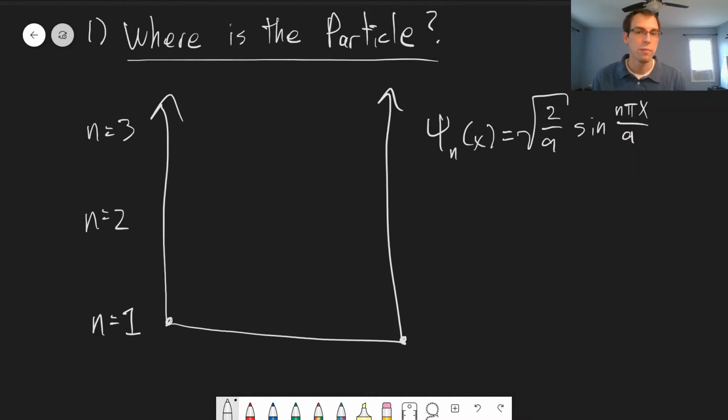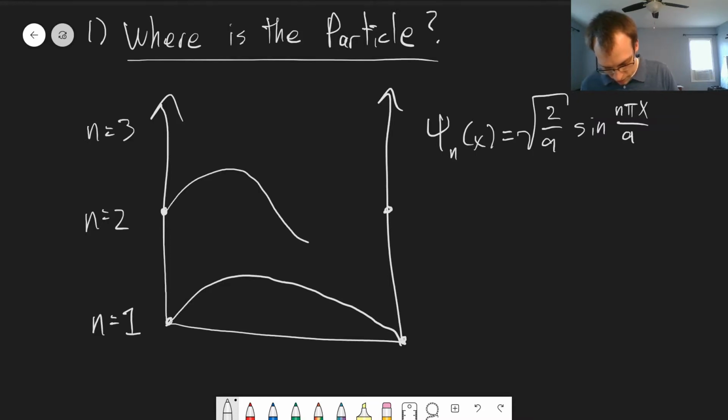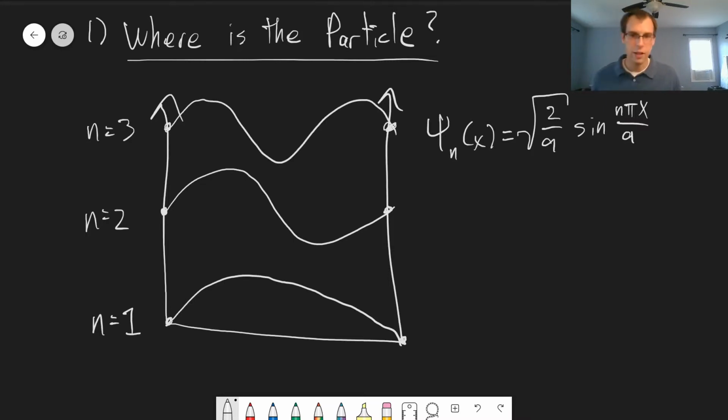And these look essentially the same as the normal modes of a vibrating string. And so for n equals 1, for example, this wave function, if we plot it out, looks like half of a sine wave. It should be symmetric. My drawing just isn't very good. For n equals 2, we'll get one full sine wave that fits in. N equals 3, we get 1.5 sine waves, and et cetera, right?